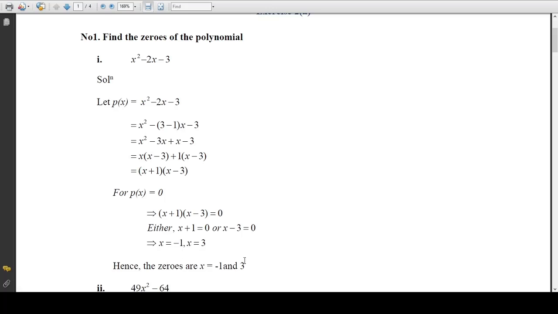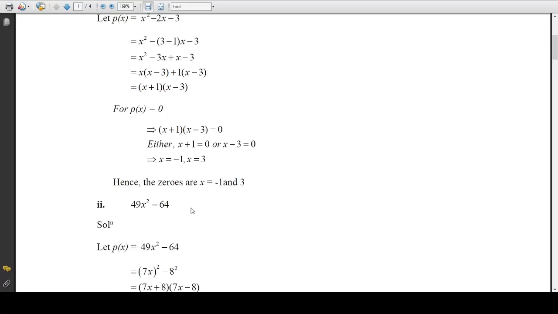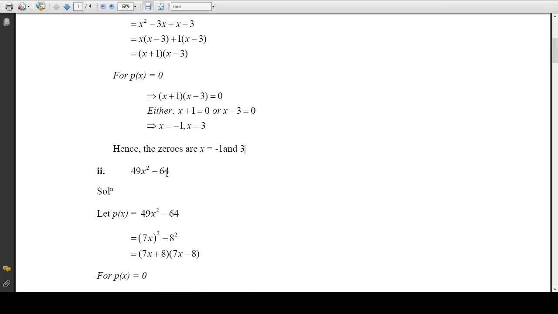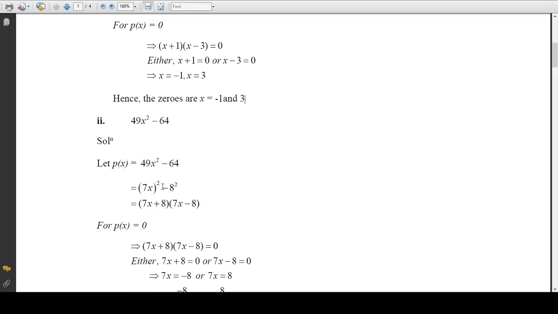3. Clear? Now moving to the second one from here, 49x squared minus 64. The same thing. Let us take this polynomial p(x) to be 49x squared minus 64. Now just look at this given polynomial. They have only two terms. Okay, and quickly you can say that 49 is a square of 7, 64 is a square of 8, isn't it? That means the first term is a square, the second term also is a square of a number.